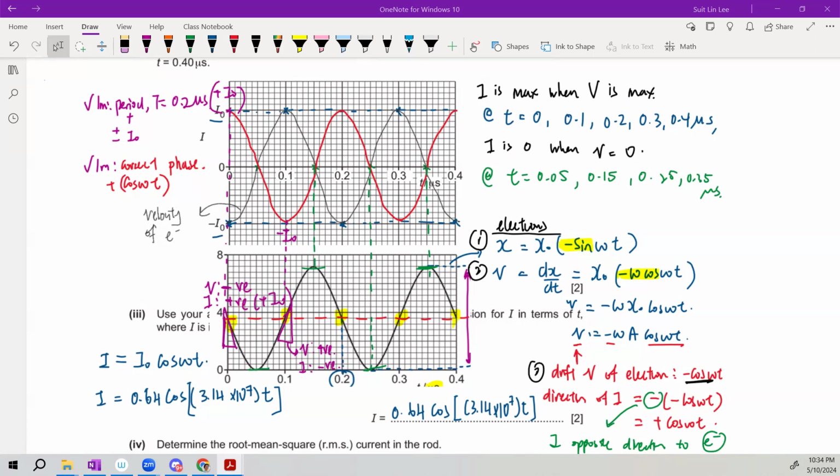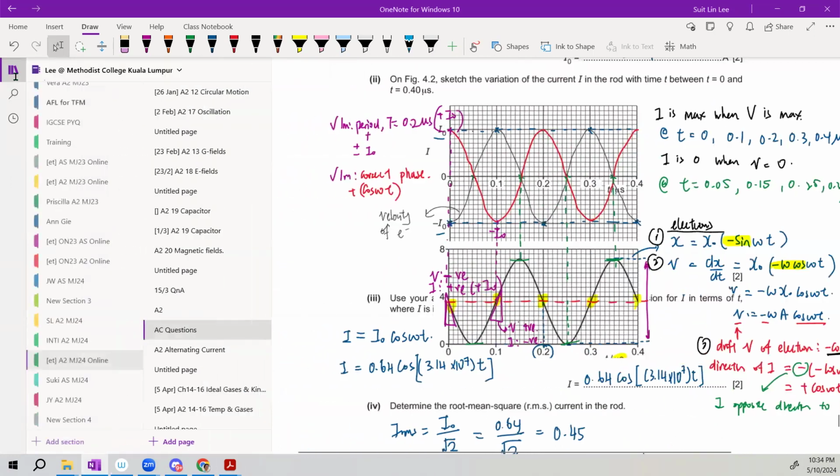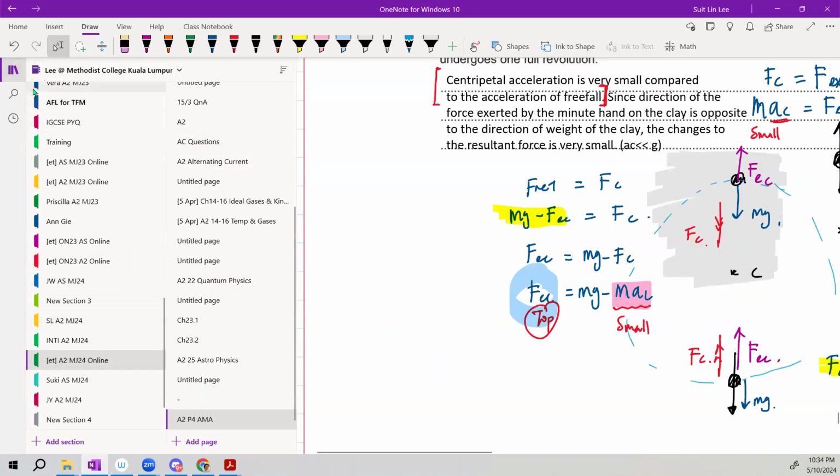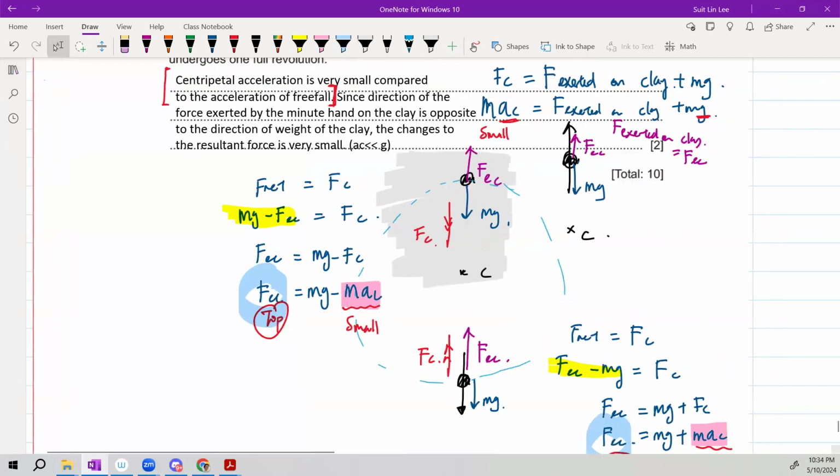Is Feb March 24 weird? Sorry, what? Is Feb March 24 as weird as winter 23? No. Sometimes they overset too difficult and then they look at the candidates' marks, then they go like, oh, I think we set too difficult, then they set a bit easier. I don't think 24 is as hard as winter 23.